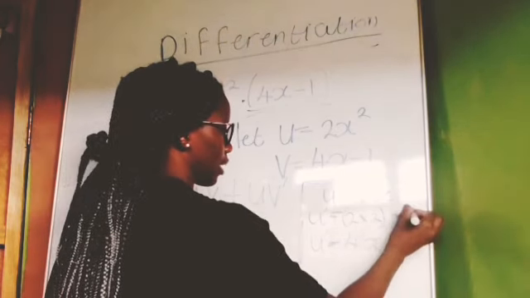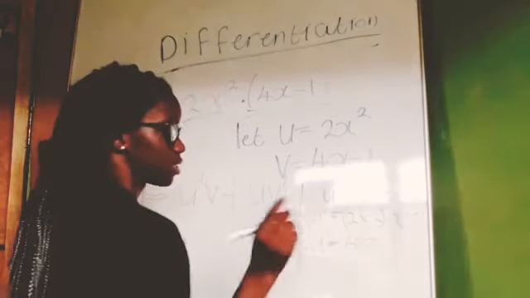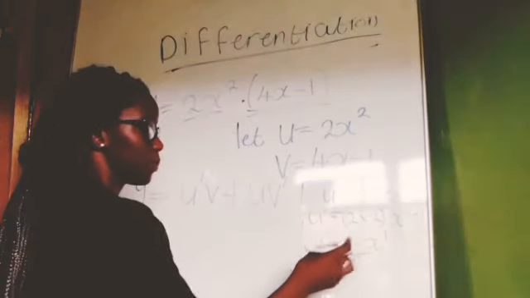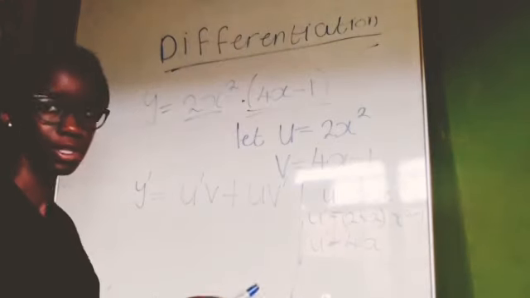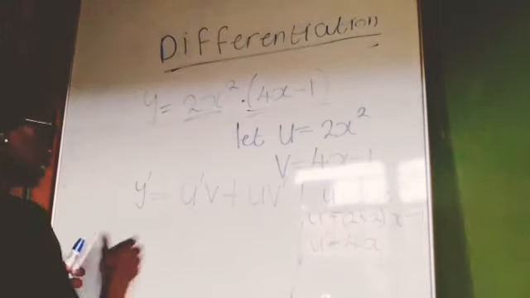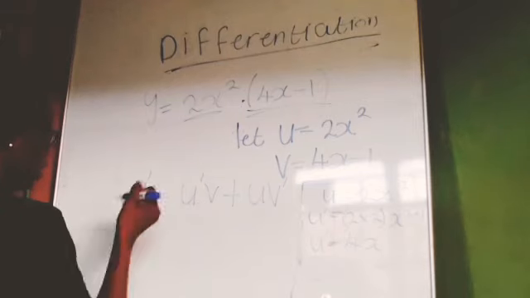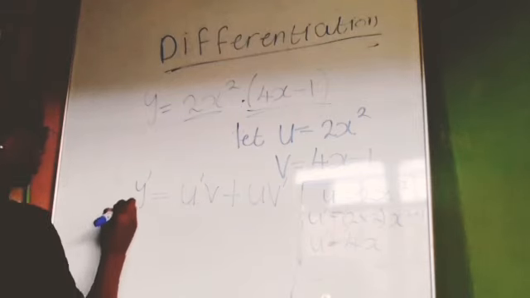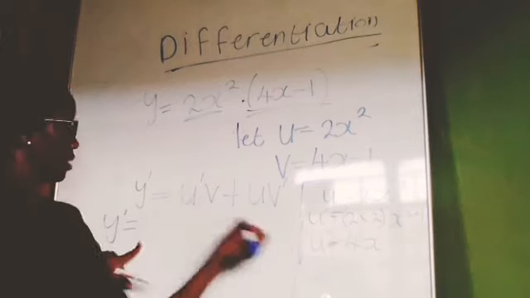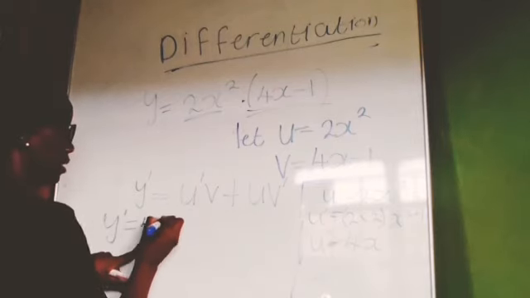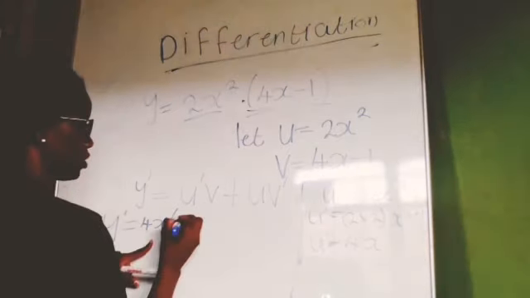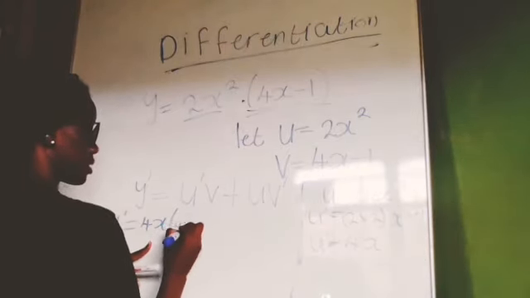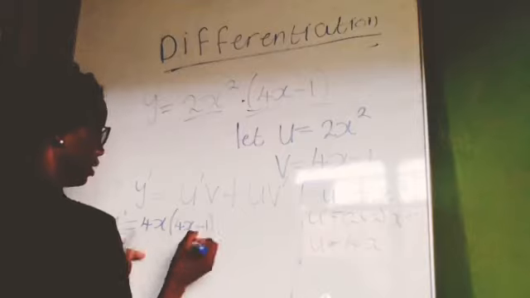So you know that x to the power 1 is just the same as x. So this is our u prime. That's our u prime. So we can replace it here in this equation. So y prime is equal to u prime, which is 4x, open bracket, it's multiplying with the v equation, which is 4x minus 1.